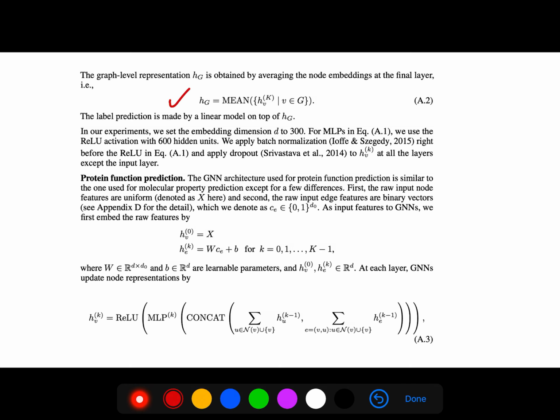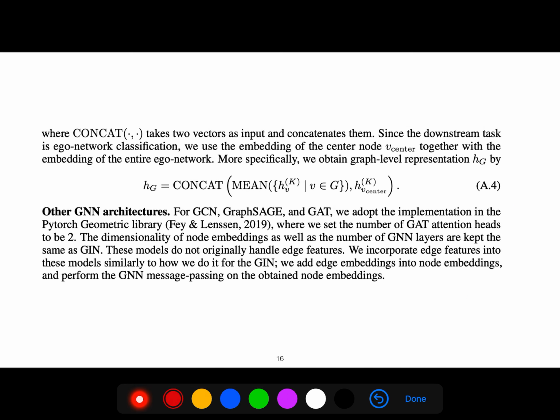For example, for protein function prediction, this is very interesting: the GNN architecture used for protein function prediction is similar to the one used for molecule property prediction, except for a few differences. First, the raw input node features are uniform. And second, the raw input edge features are binary vectors, which we denote as C sub E. So we concatenate the two vectors.